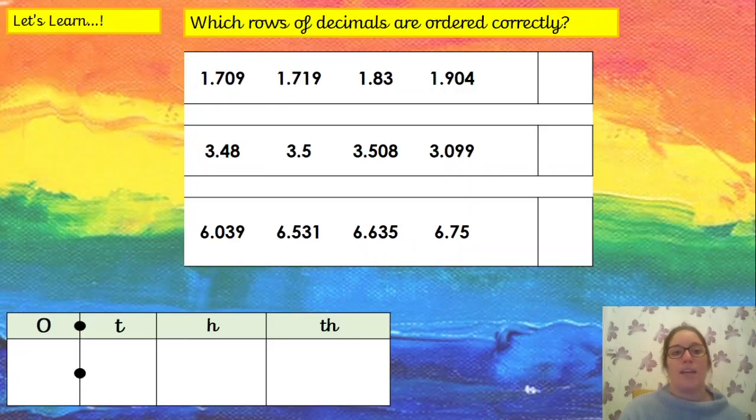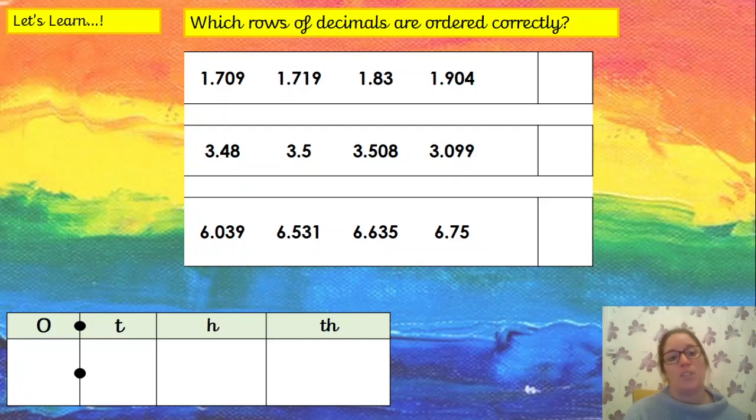Okay, can you identify which rows of decimals are ordered correctly? So this time we've got hundredths and thousandths too. So can you see which rows? So you've got 3 rows, 1, 2, 3. Which rows of decimals are ordered correctly?